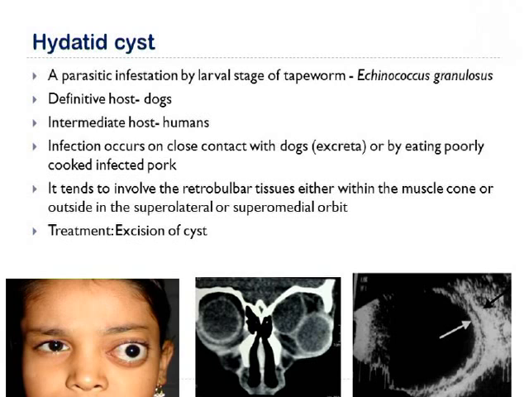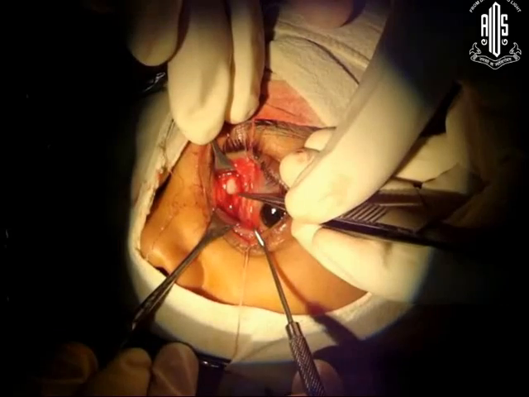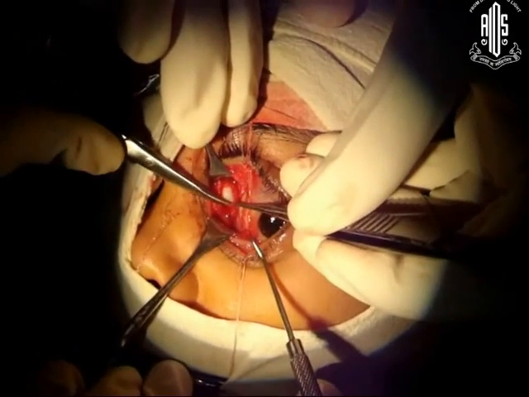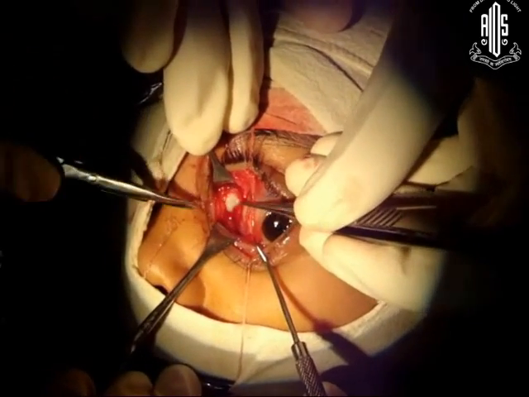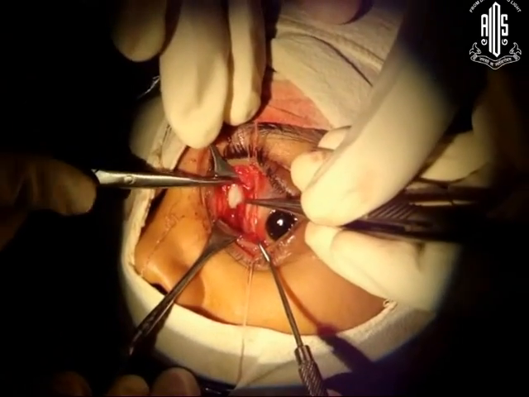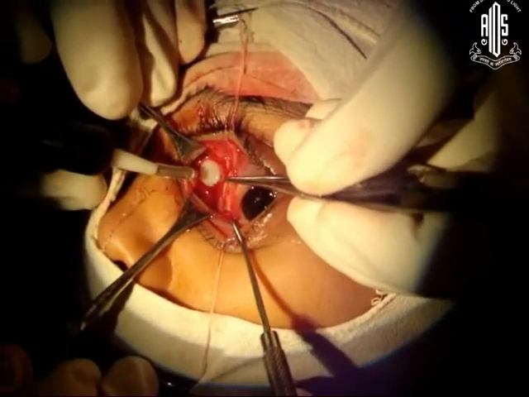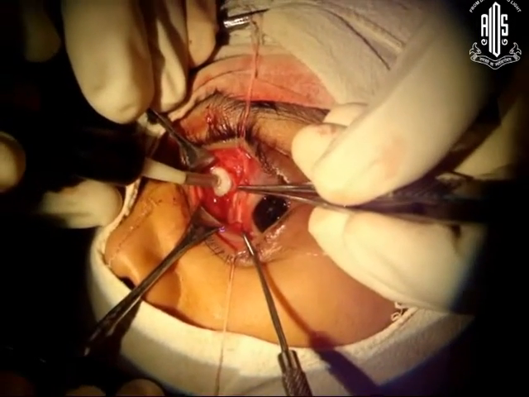This is a small video. This is the transconjunctival route removal of the hydatid cyst. You can see the pericyst has been dissected, and what you see as whitish thing, just like the white of the egg, this is the ectocyst. The aspiration has already been done, that's why it is collapsed.